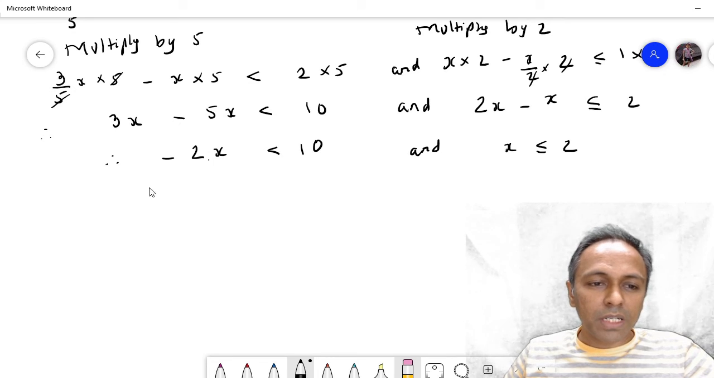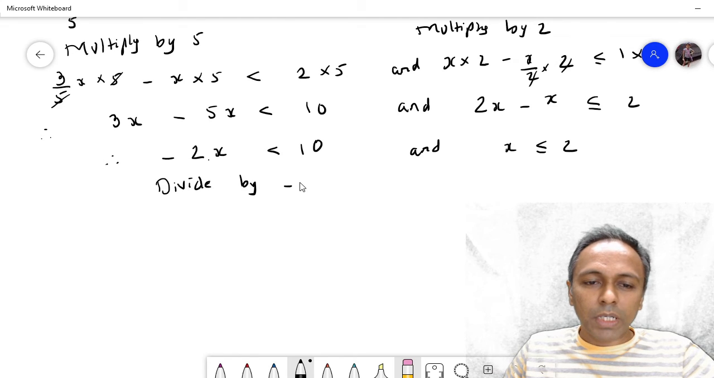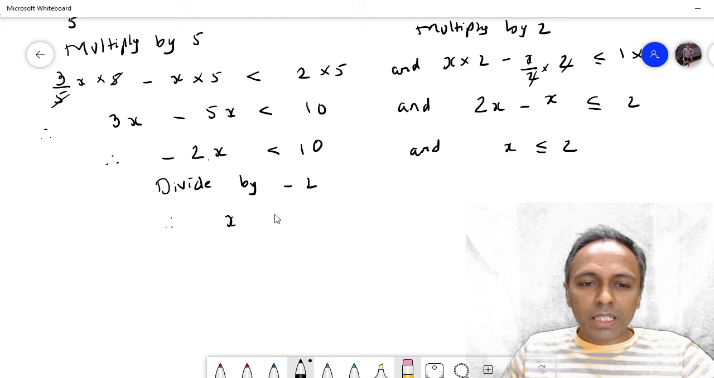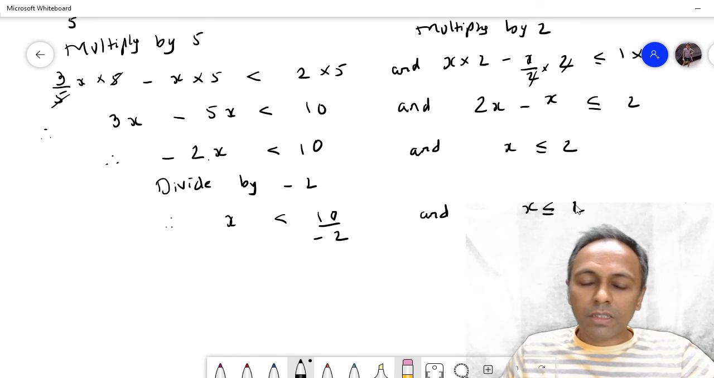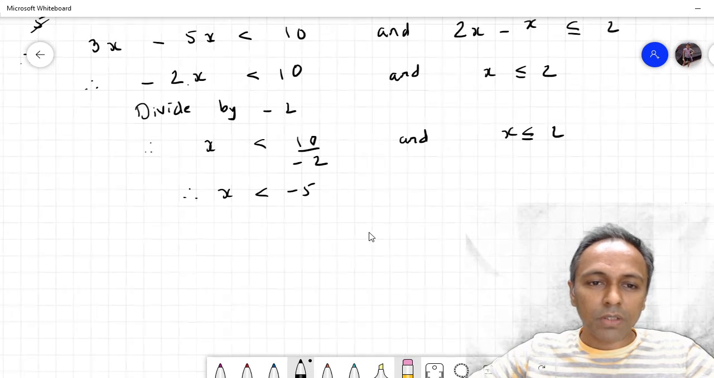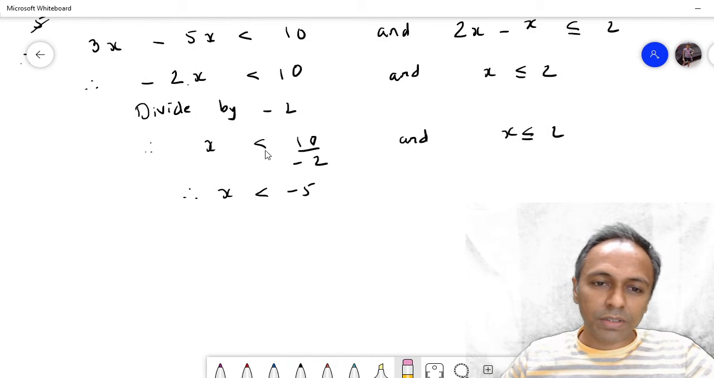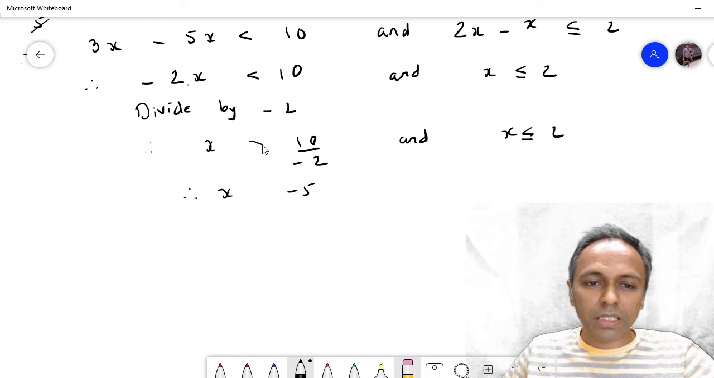Very similar problems are there. Not much variety is there. Let's divide by minus 2. Therefore x is less than 10 upon minus 2. And here it's rewritten: therefore x is less than minus 5. Oh, we made a mistake by not changing the inequality sign here. Let's change it, because you are dividing by a minus.